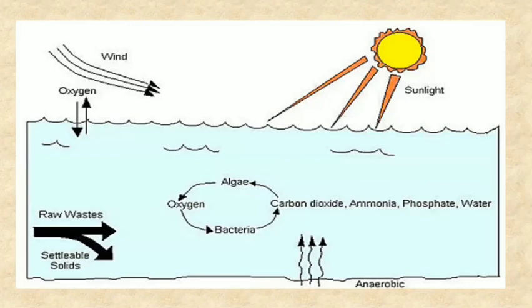This is how the picture looks. This is the oxidation pond. Here oxygen is used from outside also. The bacteria oxidize the sewage, and the byproducts are carbon dioxide, ammonia, phosphate, and water, which are used by the algae in the presence of sunlight. And algae has a byproduct, oxygen. That oxygen is again used by the bacteria. So it is a cycle.